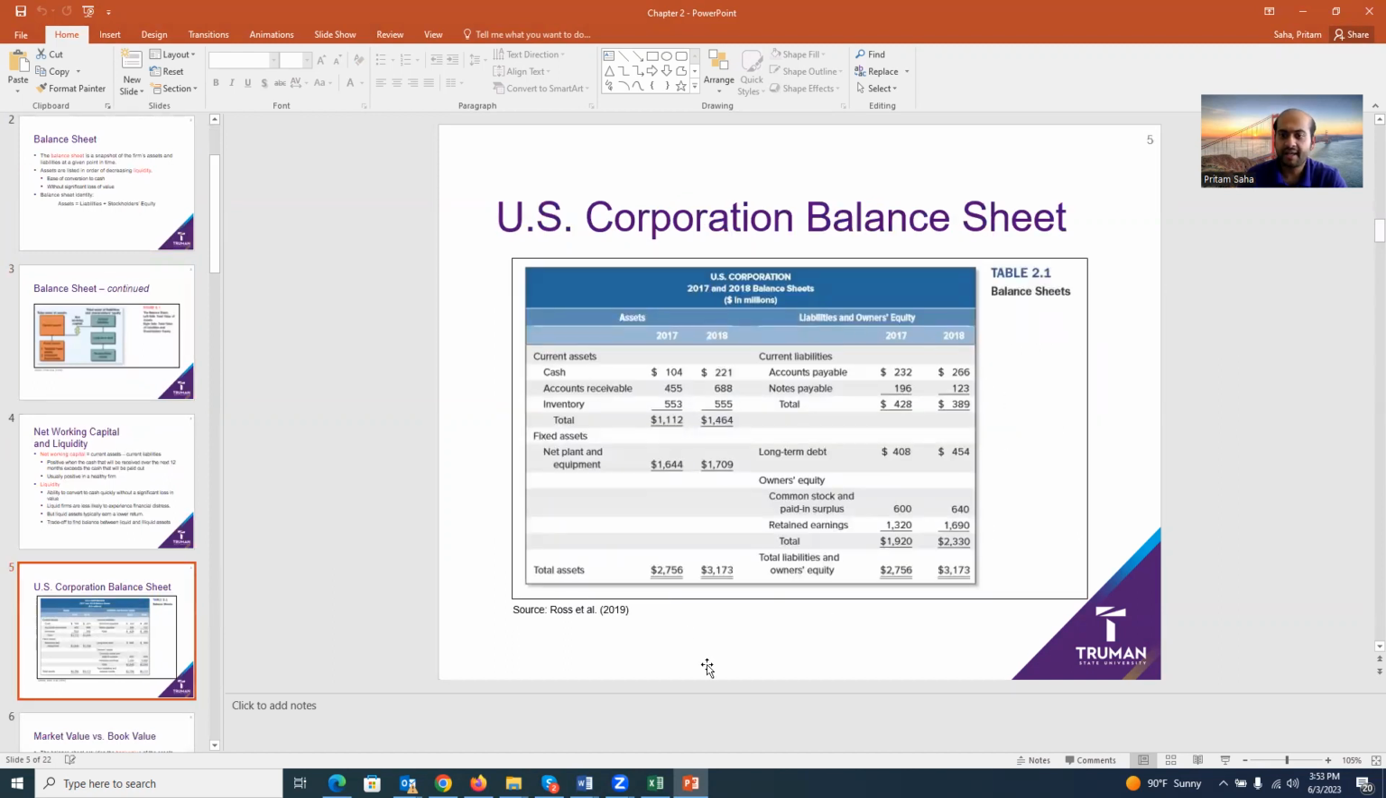So this is a typical example. I encourage all of you to look at this example and understand the basics. On the left side, assets: cash, accounts receivable, inventory are listed in order of liquidity. On the right-hand side, liabilities, long-term debt, and equities are listed in order of who will be paid first.